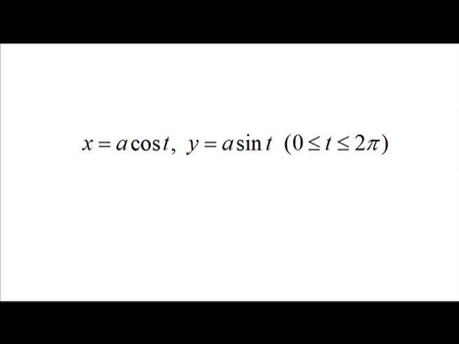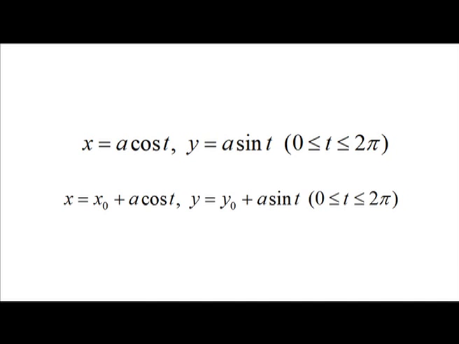Thus, the circle of radius a centered at (x₀, y₀) can be represented parametrically as x = x₀ + a cos t and y = y₀ + a sin t, where 0 ≤ t ≤ 2π.